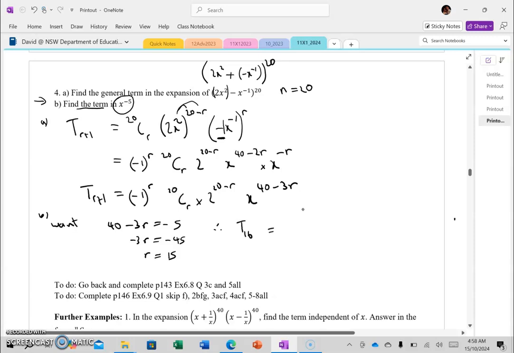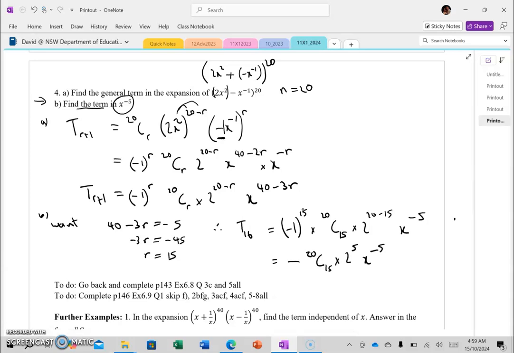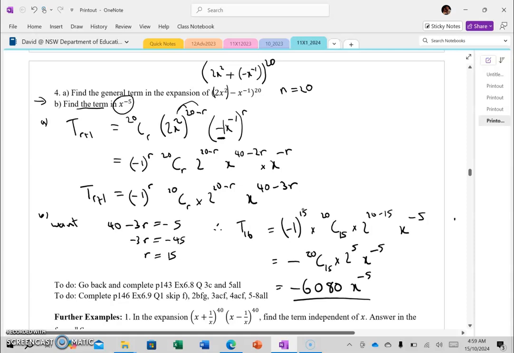Let's sub in r equal to 15. Negative 1 to the 15, 20C15, 2 to the 20 minus 15, and then that we know is going to be x to the negative 5. Okay, a negative 1 raised to an odd power is just going to be negative 1. So we've got 20C15, 2 to the power of 5, x to the negative 5. We want the whole term, so I include the x to the negative 5. Okay, let's put this in our calculator. We'd get negative 6,080 x to the negative 5, which is the answer. All right, good luck with the exercises.